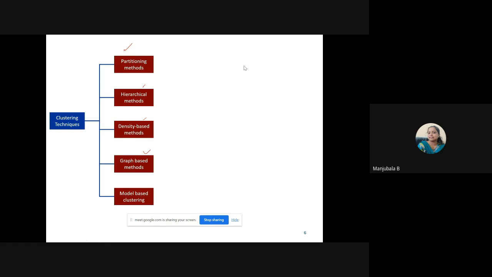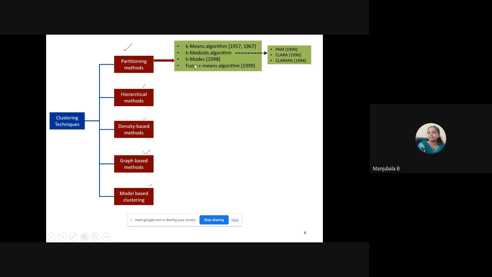Graph-based method, and the last one is model-based clustering. Under every technique, there are other subdivisions of these methods also. Under the partitioning methods, there are the k-means algorithm, k-medoid algorithm, k-modes algorithm, and fuzzy C-means clustering algorithm. Out of these, I will discuss the k-means algorithm and the fuzzy C-means algorithm. Coming to the hierarchical method, we are going to talk about the divisive algorithm and the agglomerative method, and how they are used to cluster a given data set.